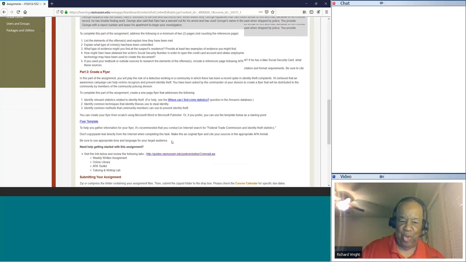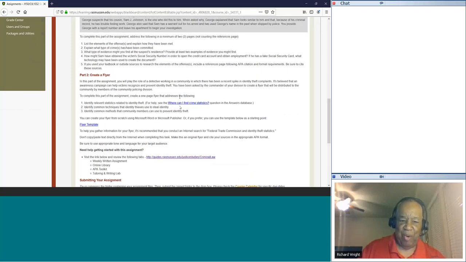Okay, and then you're going to create a flyer. There is a template for you to use to help you create it. It says you can create it from scratch using Microsoft Word or Publisher, or you can use the template as a starting point. So you don't have to, it's up to you. And what you're going to do in your flyer is complete these 3 requirements.